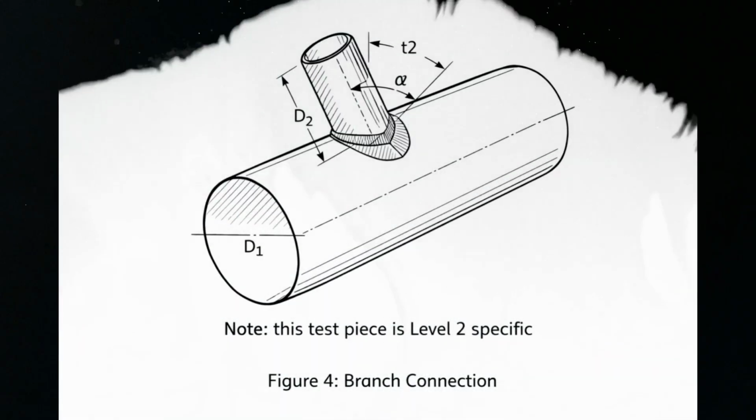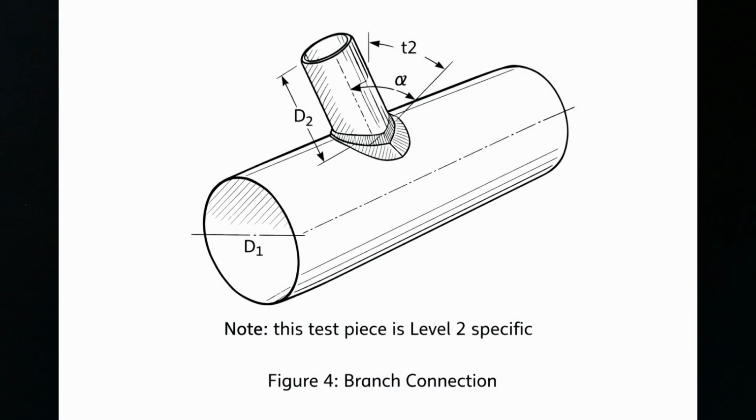The branch connection test piece is specifically required for level 2 when qualifying branch connections, where a smaller pipe joins a larger main pipe at an angle. The branch angle alpha must be the minimum angle used in production. The test piece applies to fully penetrated joints, whether set on, set in, or set through, and to fillet welds.